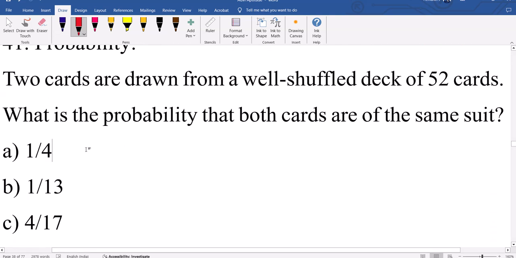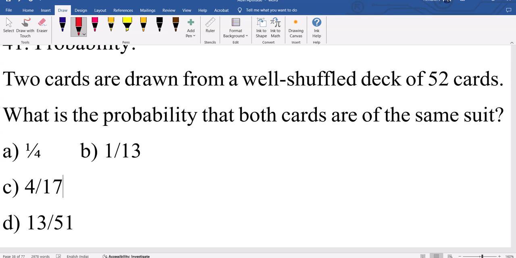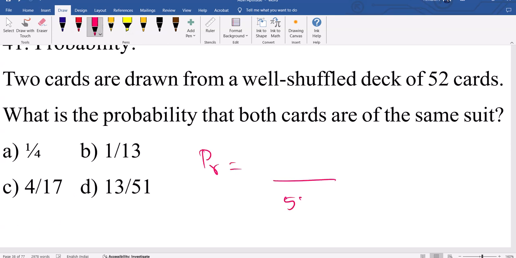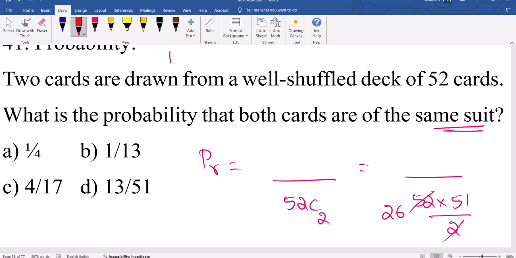Now probability. How many cards to be taken? Probability is favorable out of total. What is total? 52C2. That is nothing but 52 into 51 divided by 2, since nC2 is n into n minus 1 divided by 2. It's in fact 26 into 51. Numerator: both cards are of the same suit. See, there are 4 suits, spade and all those are called suits. We have heart, diamond, spade, clubs.